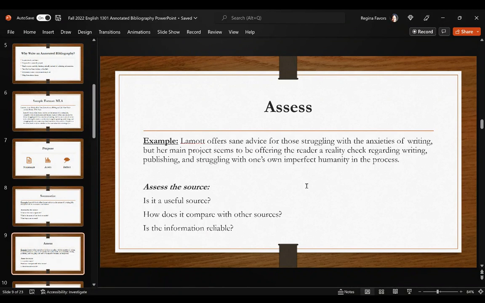When you are thinking about transfer preparation and trying to determine if UTD, SMU, UNT, any of the institutions that are available to you for transfer, how does each compare with other sources? How does this one source over here compare with another source? And is that information reliable? Well, if you visit the school information itself, that information is reliable.